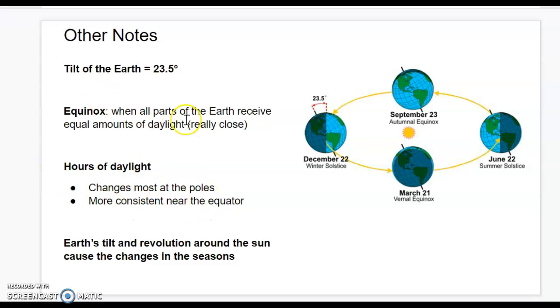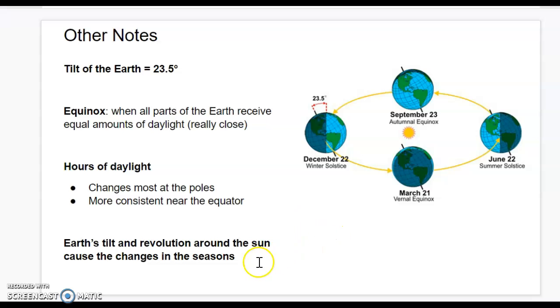I want you to make sure that you have all this stuff in your notes. Have all of it. You copy it down. And it tends to be more consistent towards the equator. So it does change a little bit as the year progresses, but hours of daylight, it changes the most near the poles. But because of Earth's tilt, and because the hours of daylight change as the year progresses, that's what causes the change of our seasons. It is not distance from the sun. You have to know that.